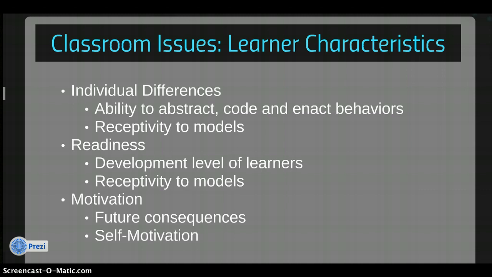Readiness is defined by 2 major factors, the development level of the learner and the receptivity to particular models. The learner's perceptual set and degree of anticipated reinforcements influence decisions to attend or to ignore the model. Finally, there are 2 types of motivation: the cognitive representation of future consequences for particular behaviors, and self-motivation. Self-motivation, which develops as part of the individual's self-regulatory system, involves the standard setting and self-evaluative mechanisms of the learner.